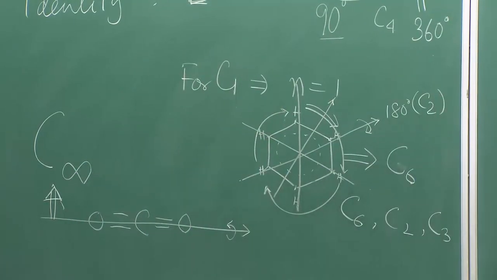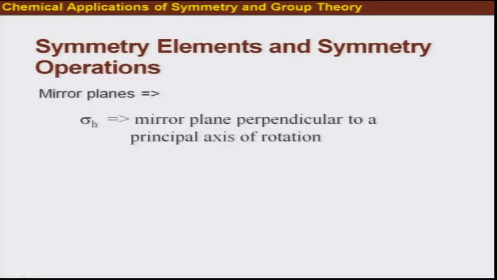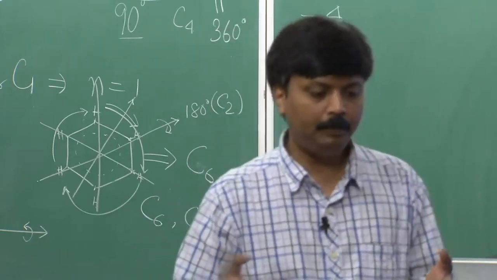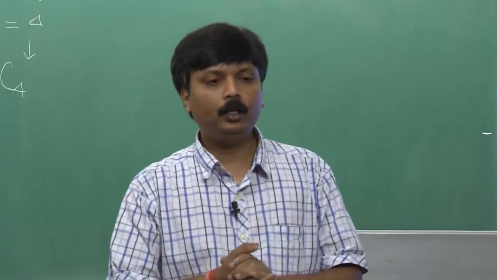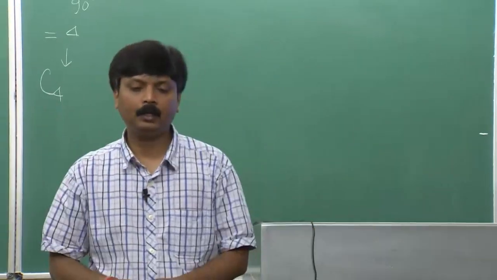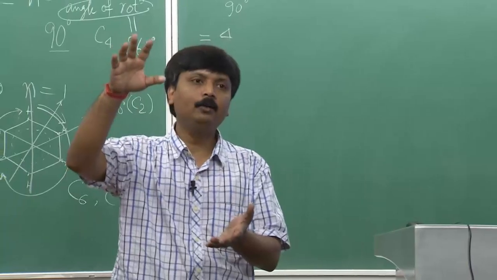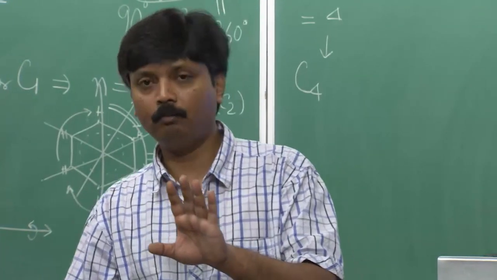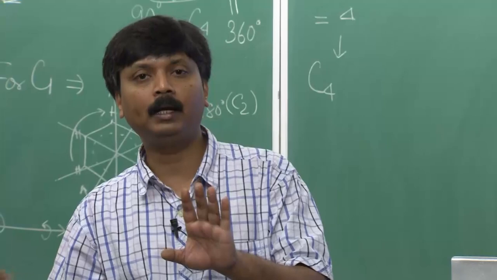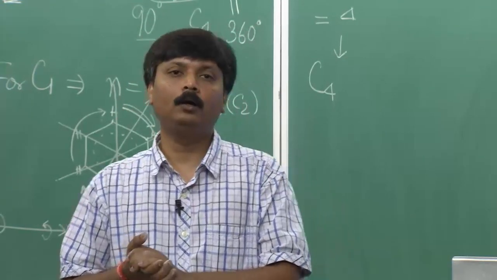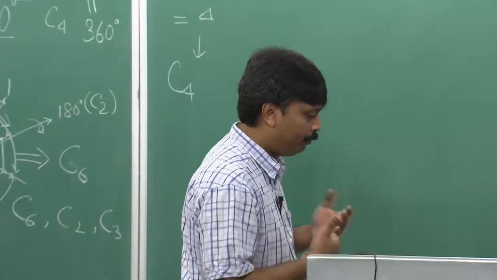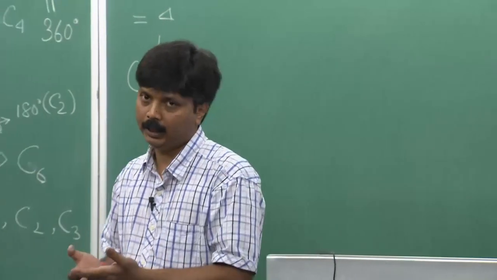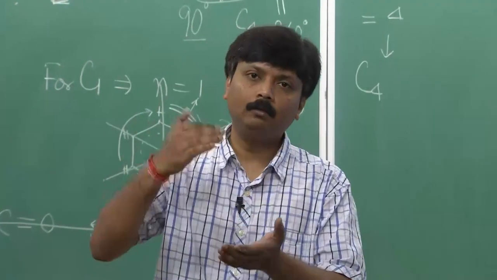Okay. Now, let us move on to the next symmetry element, which is known as a plane of symmetry. Okay. So, what is this plane of symmetry operation? Okay. So, you imagine any object or any space. If you take this xyz coordinate and you reflect it about a plane, and if you get an identical structure that is having coordinates minus x, minus y, minus z, okay, then you get an equivalent and rather indistinguishable structure by this reflection.